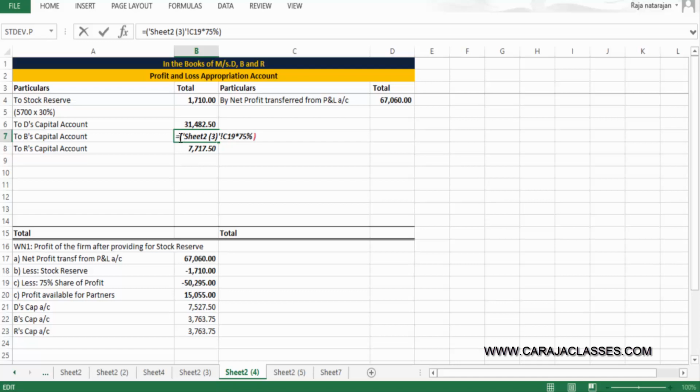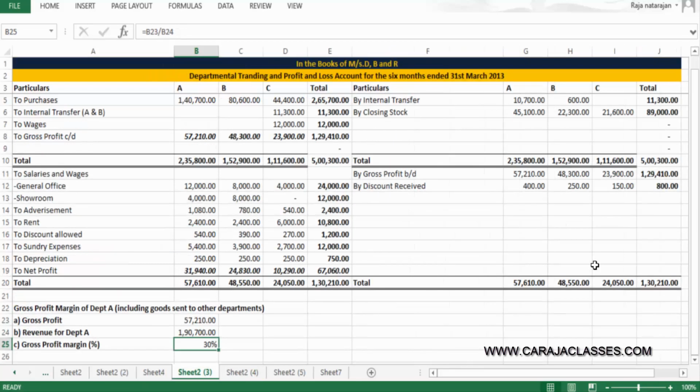And here let me close the bracket. It is 3,763.75, right? And in the third case, again I'm adding another 3,763.75, so it is 11,481. Now let me total this. Obviously I think we'll be getting the same, because it is just that balancing figure that got distributed. So 67,060, this is also 67,060, and so we have completed this problem, right?